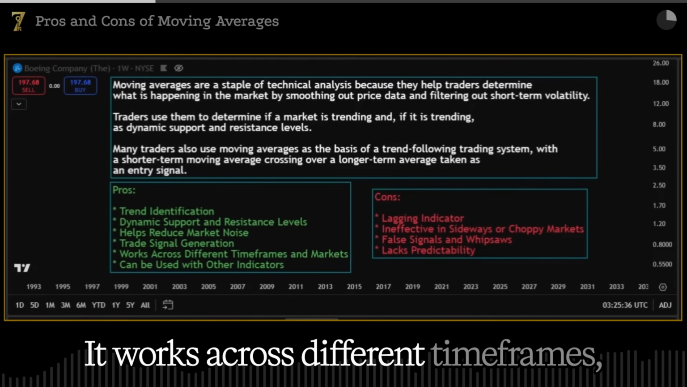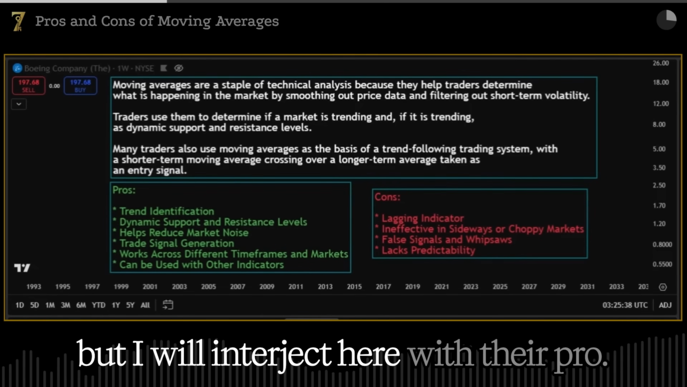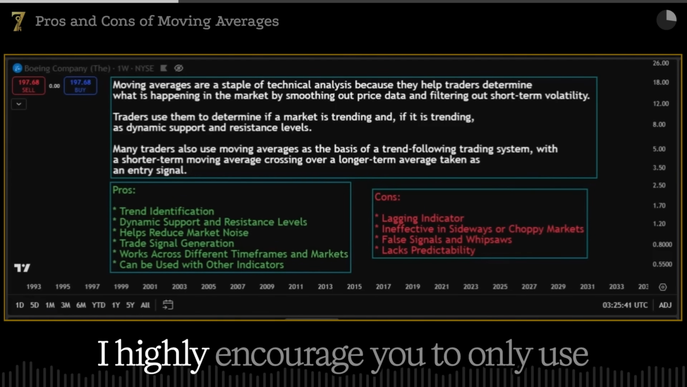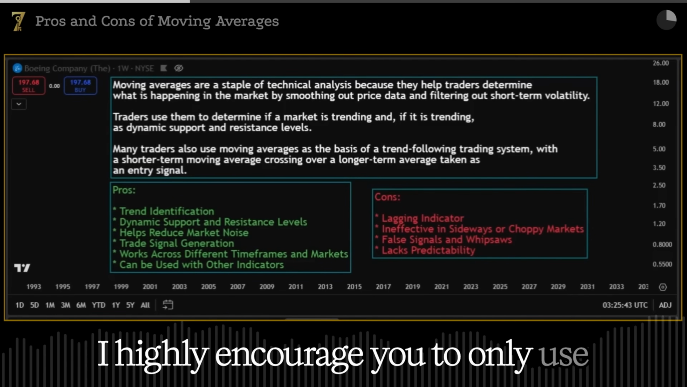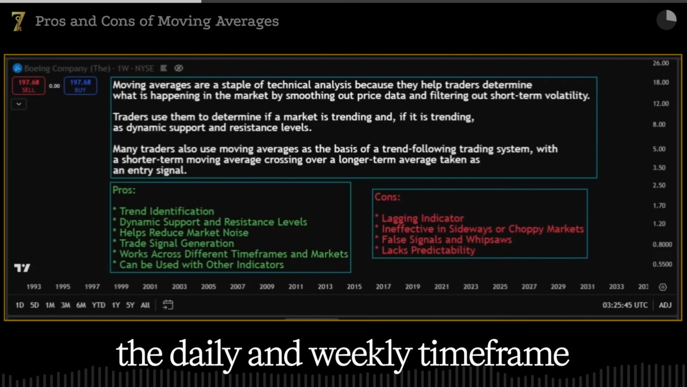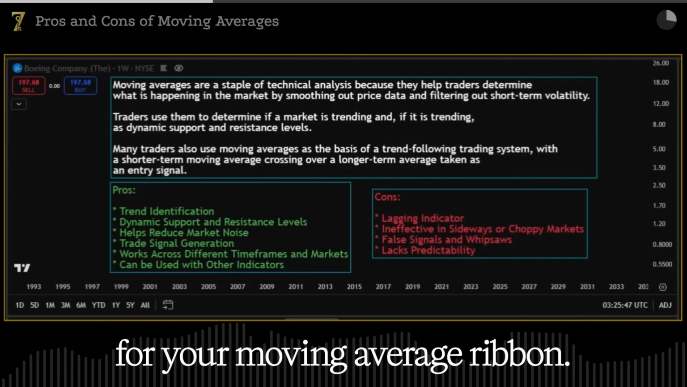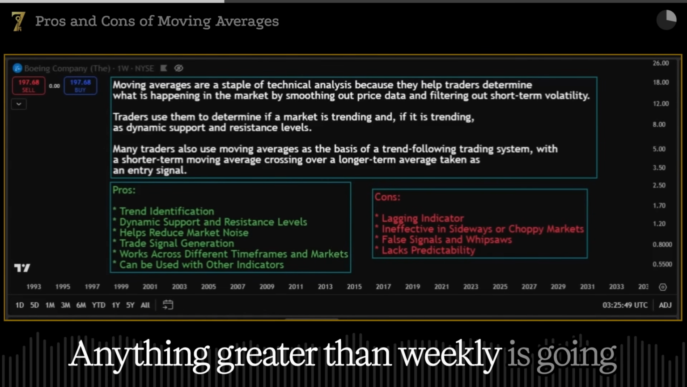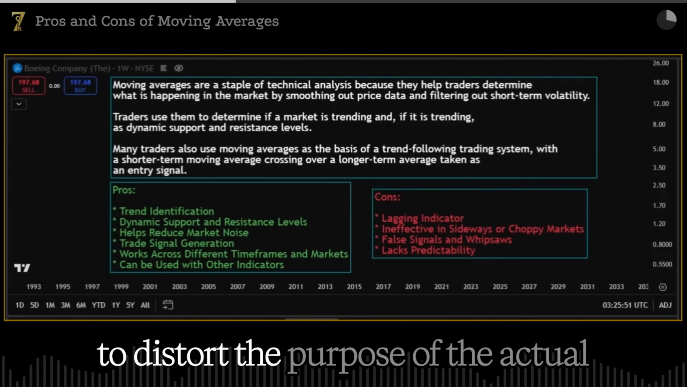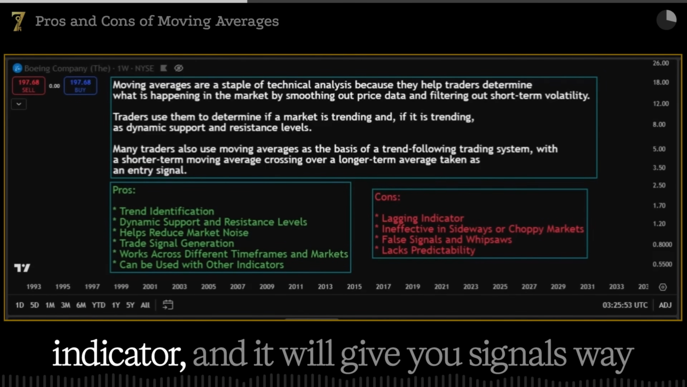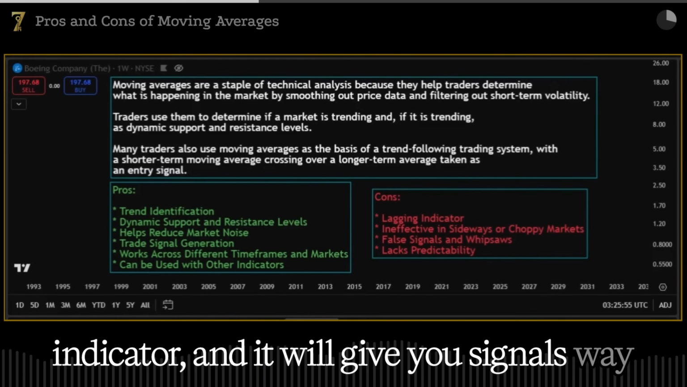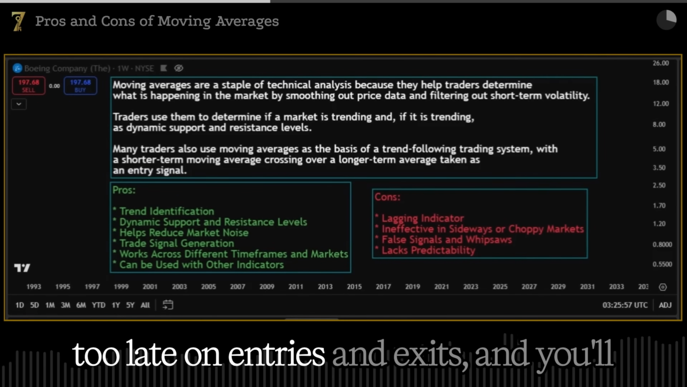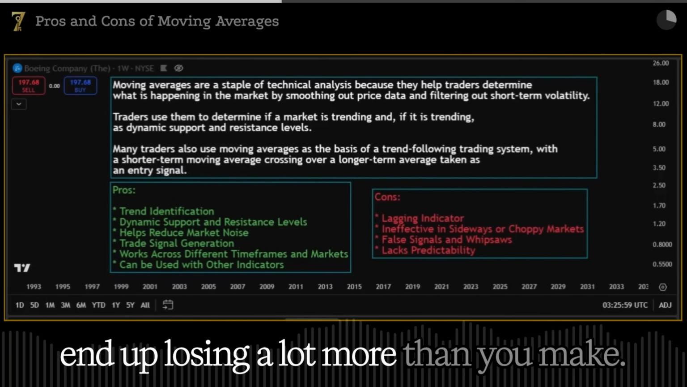It works across different time frames, but I will interject here with a pro tip. I highly encourage you to only use the daily and weekly time frame for your moving average ribbon. Anything greater than weekly is going to distort the purpose of the actual indicator, and it will give you signals way too late on entries and exits, and you'll end up losing a lot more than you make.